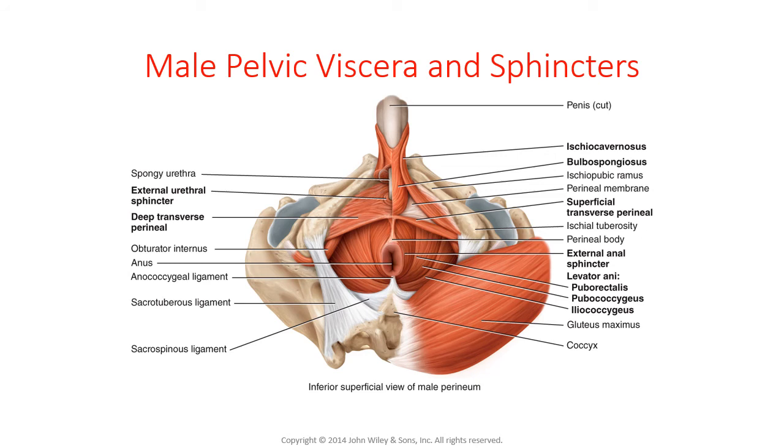They do the same work they do in the female viscera, except for the male, we're looking at two different muscle groups: the ischiocavernosus and the bulbospongiosus. These two muscles help maintain erection in the male. It does help with erection for the female with the clitoris, but it's more of a strong contraction you see in the male pelvic viscera. So again, it helps maintain the erection for sexual intercourse.